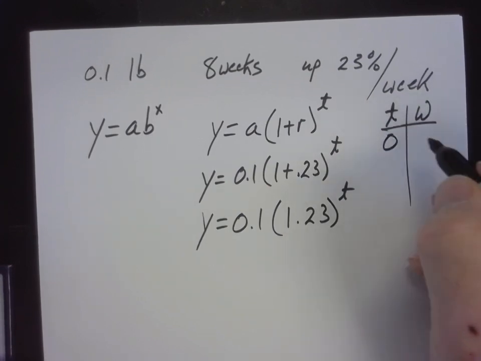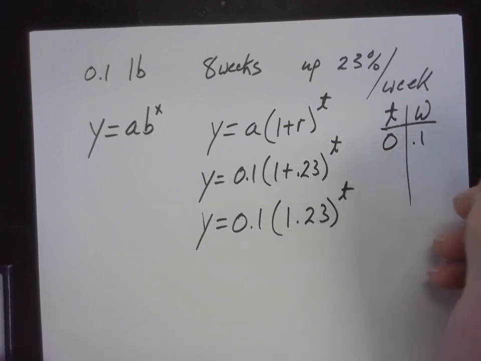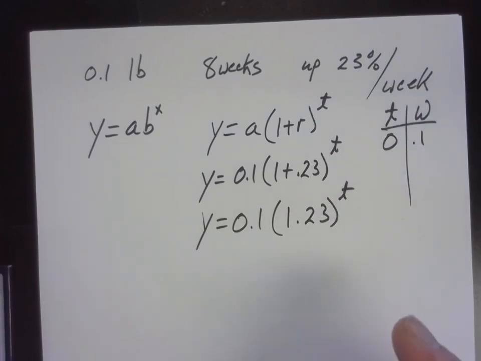At time zero, what does it weigh? 0.1 pounds. Okay? I guess that wouldn't be when it first hatches out of the egg, would it? No. It's not going to weigh 0.1 pounds. That'd be a big old honking egg for a fish. Okay, so it's still a little bit older. But over the next 8 weeks, it grows.